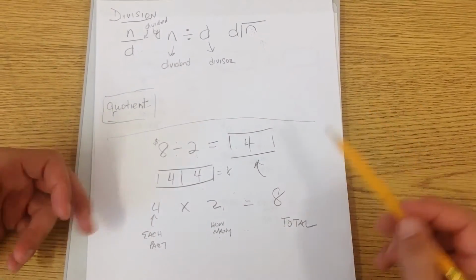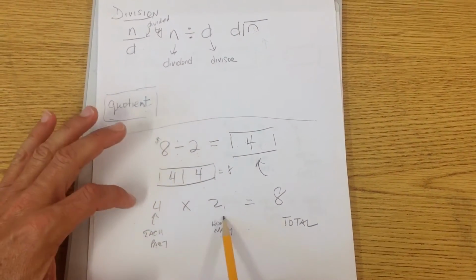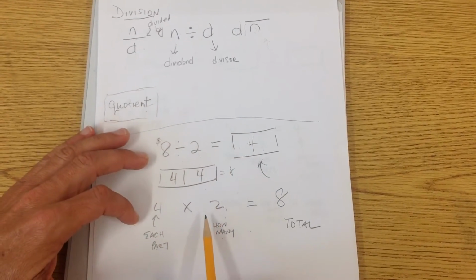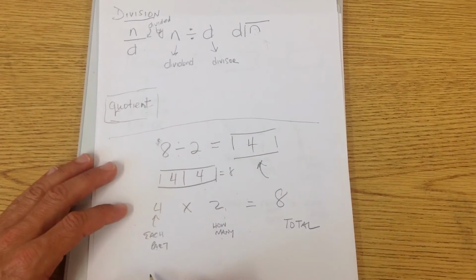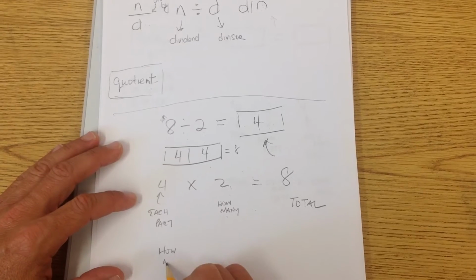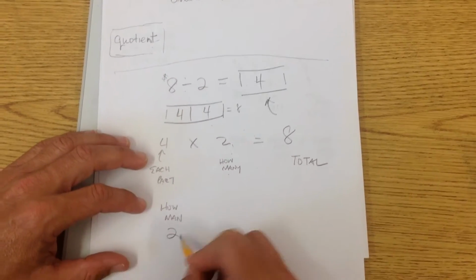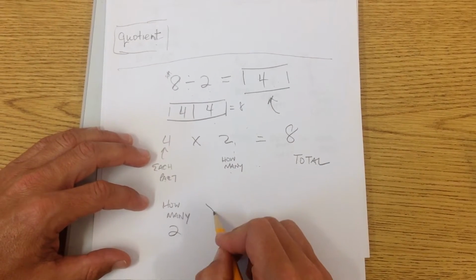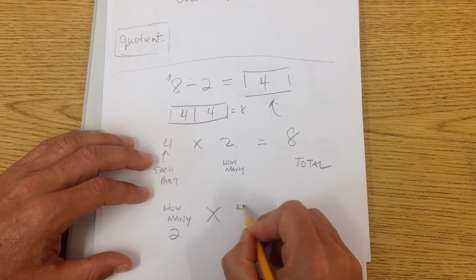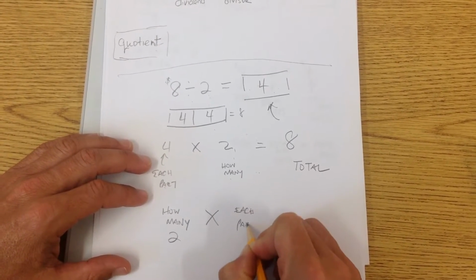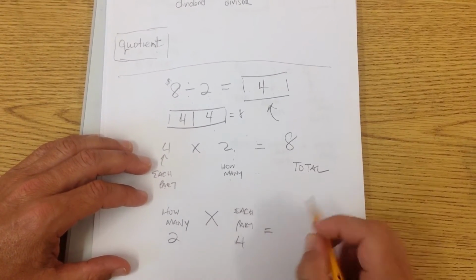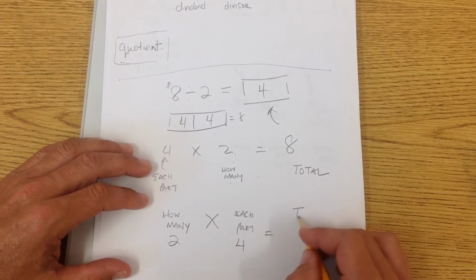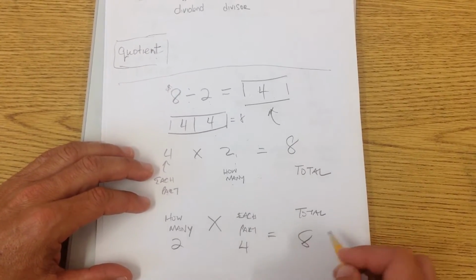Now, as we know, when you multiply, it doesn't matter, because the commutative property of multiplication says I can also say how many, which would be the 2, times each part, which would be the 4, and that is going to give you the total of 8.